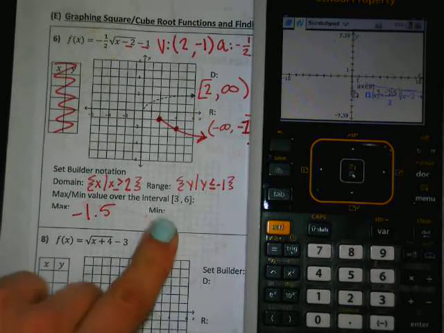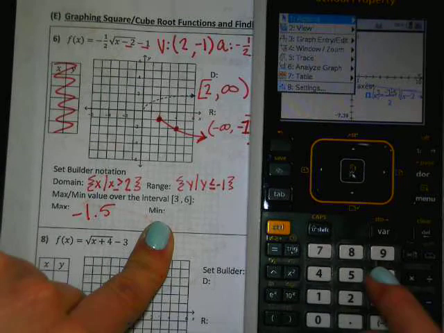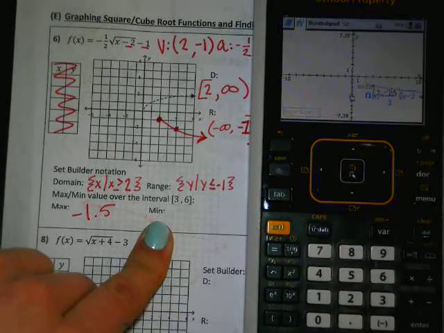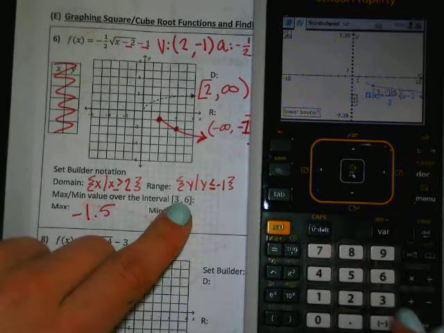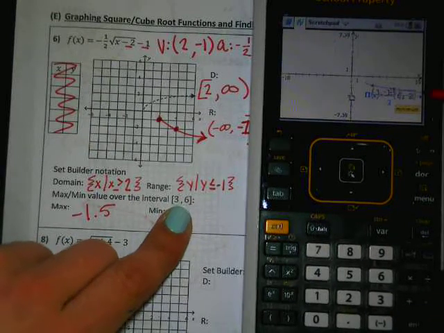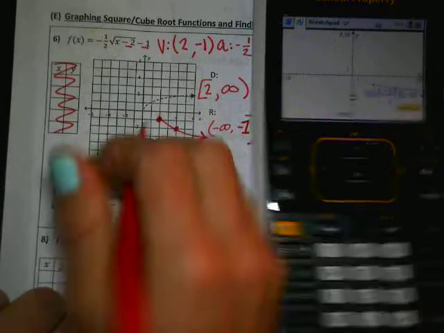And then you're going to do the same exact thing for min. Menu, analyze your graph, minimum, type your interval again, 3, enter, 6, enter. Same thing, the y value is what you need, so -2.